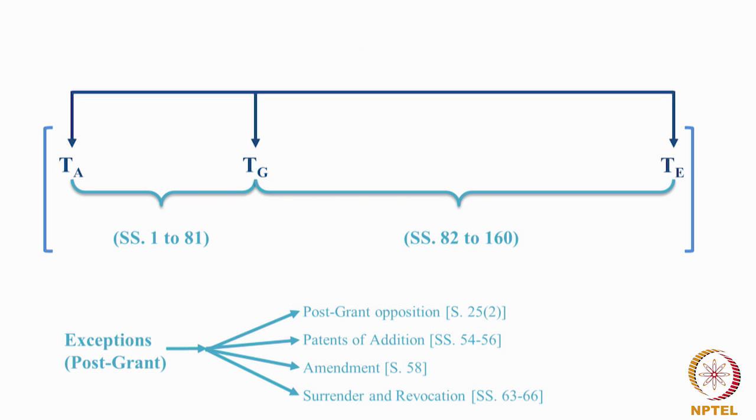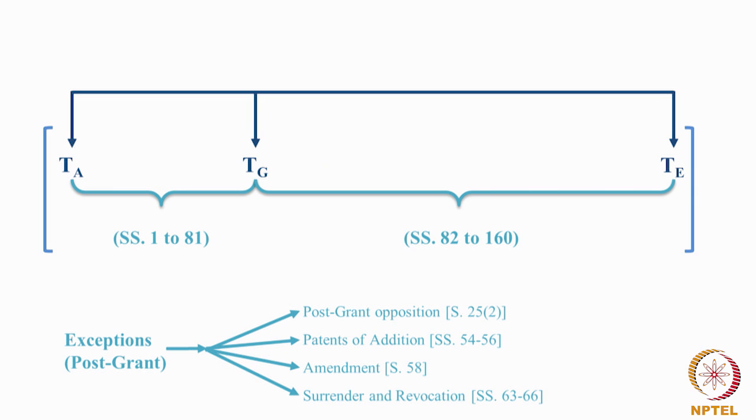Amendment under section 58 is not an amendment that takes place before the patent office. It's an amendment that can take place before the Intellectual Property Appellate Board or the High Court. Though it comes within sections 1 to 81 in the scheme that we had mentioned, amendments at the IPAB or the High Court happen after TG. Surrender and revocation, which are covered in sections 63 to 66, can happen only after the patent is granted. Again, these events happen after TG.